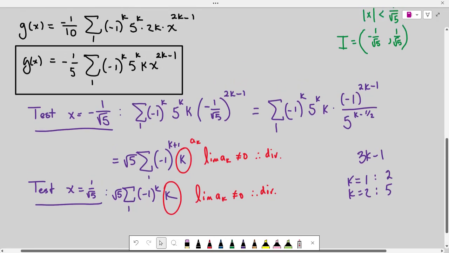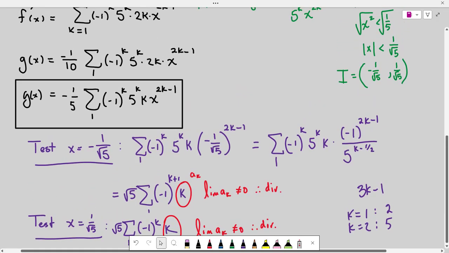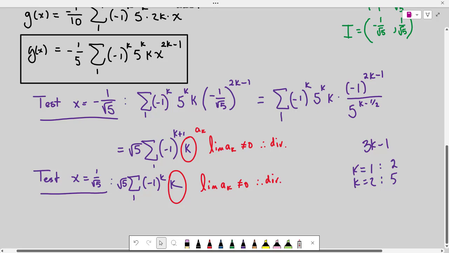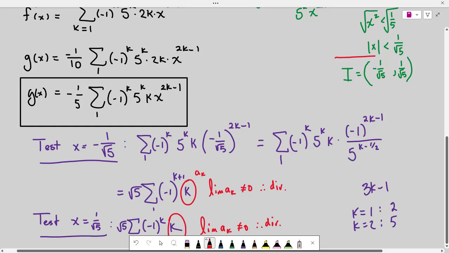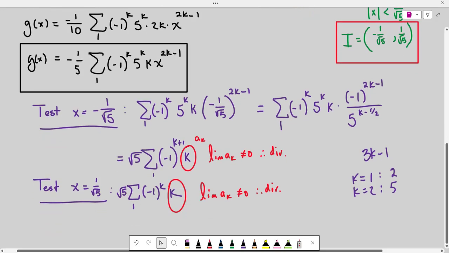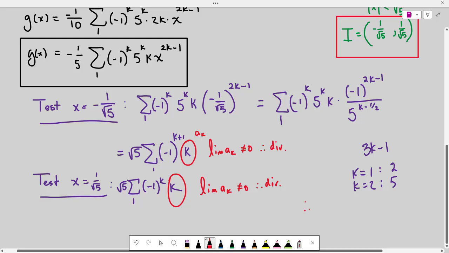Therefore, our interval of convergence doesn't include those endpoints. So this is going to be our interval of convergence. So therefore, I will equal -1 over root 5, comma, 1 over root 5.